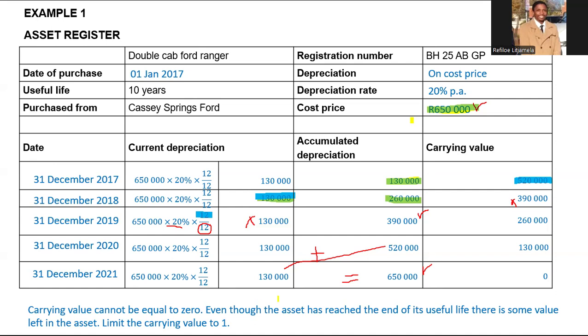This is what you're going to do. You are going to check what the carrying value was in the previous year. How much was it? The carrying value in the previous year, which is December 2020, was 130,000. It means current year depreciation will be limited to that 130,000, which is the carrying value from the previous year, minus 1, which is 129,999. That will be your depreciation.